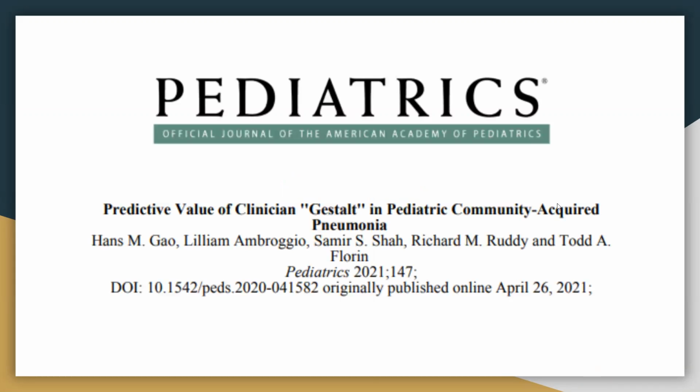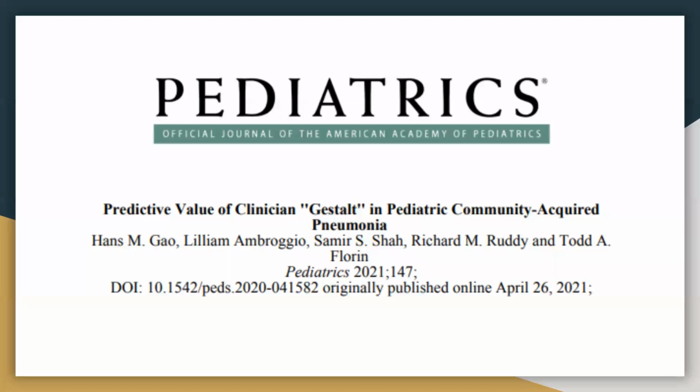So the second article that I have is titled "The Predictive Value of Clinician Gestalt in Pediatric Community Acquired Pneumonia." This study looks at kids who present to the emergency department who get diagnosed with community acquired pneumonia, and categorizes them as mild, moderate, severe, very severe disease, as well as what the doctor at the time thinks is going to be their outcome, if they're at high risk of a bad complication or if they're going to be fine.